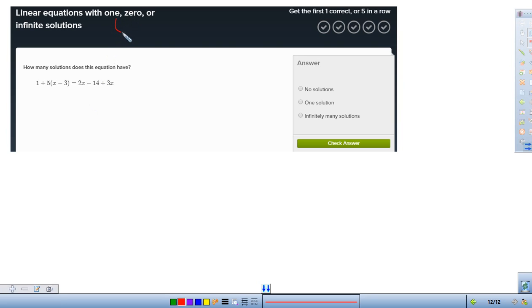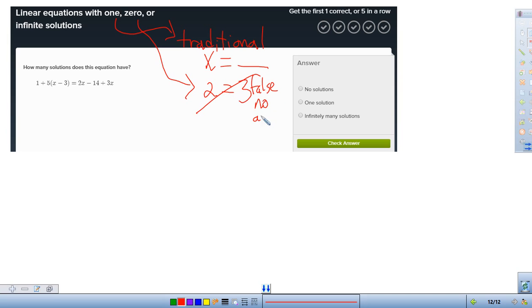If we solve and get a single, traditional answer, just like you're used to getting, that would mean something like x equals blank, right? When we get zero answers, no x's will be there, and you'll end up with something like 2 equals 3, and that's false. So when you get a false statement, that tells you there is no answer, right?